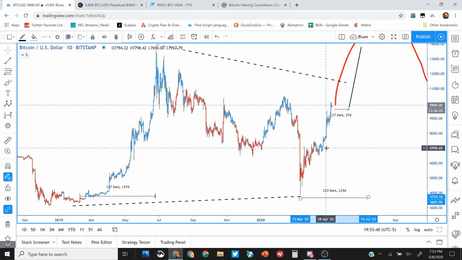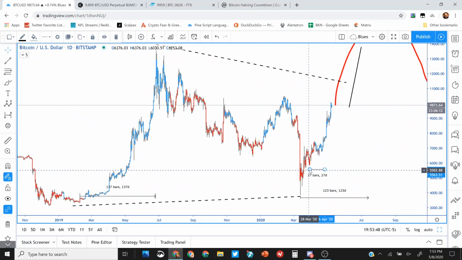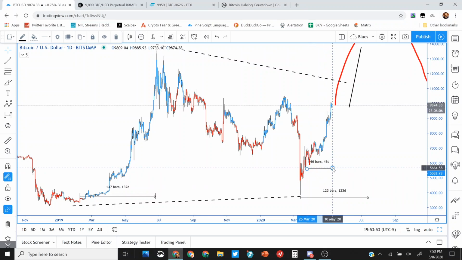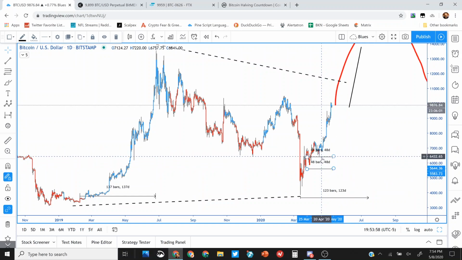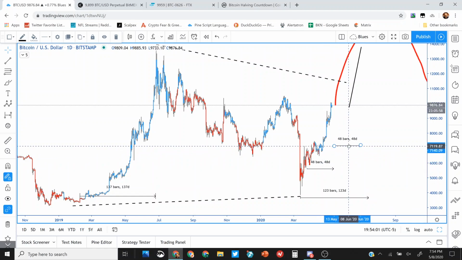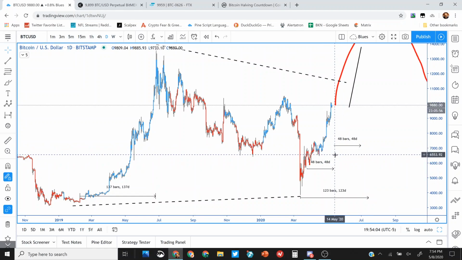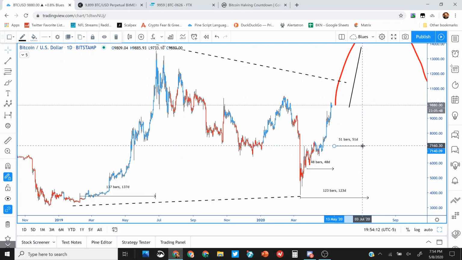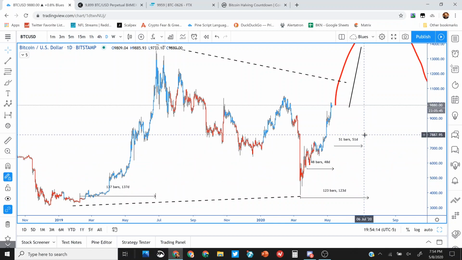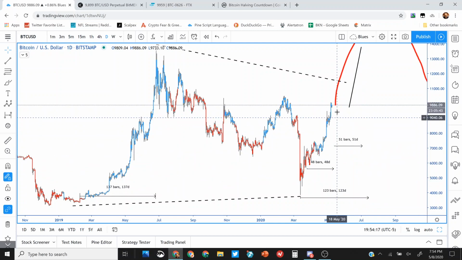And I would expect, for the most part, these to take a similar amount of time out of each other. Like this one. This one started here, and we're still in it. So 46 days, call it 48. I expect the correction and next impulse to take 48 days. Gives us June 30th-ish. Maybe a couple days longer. So I would think the beginning of July would be a very important time.